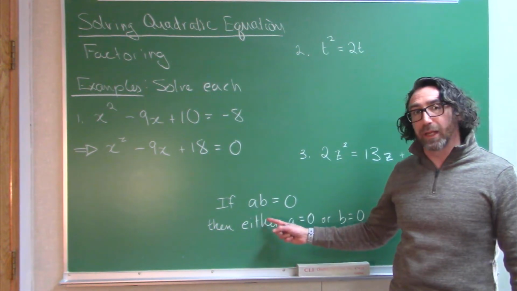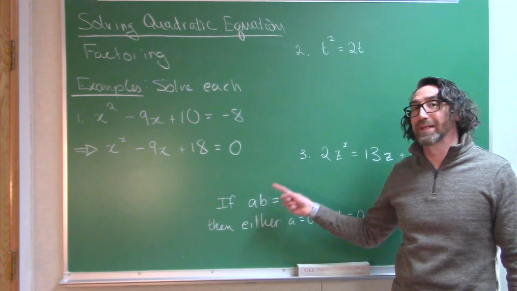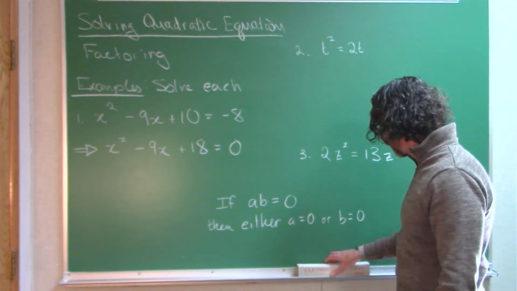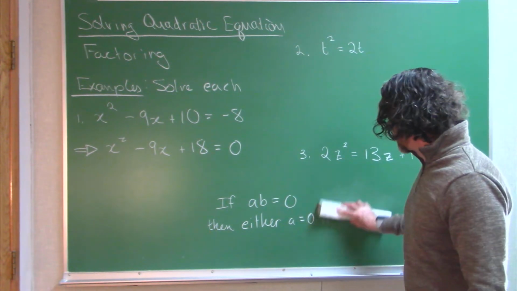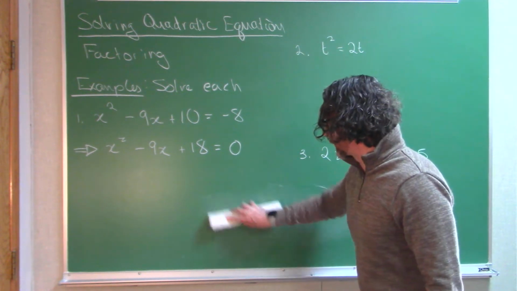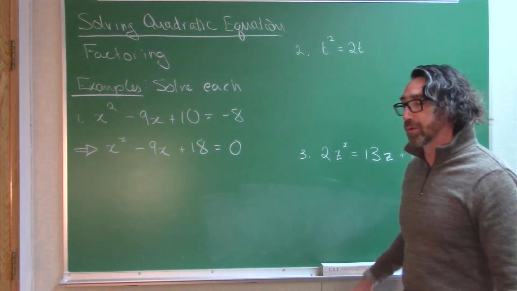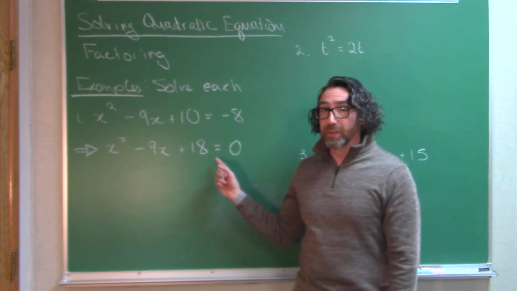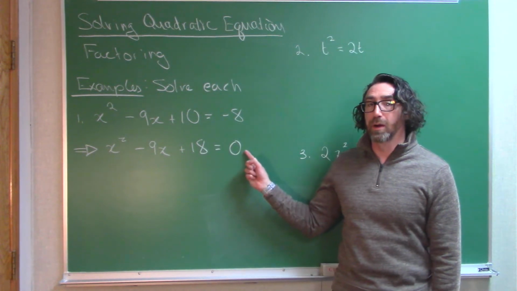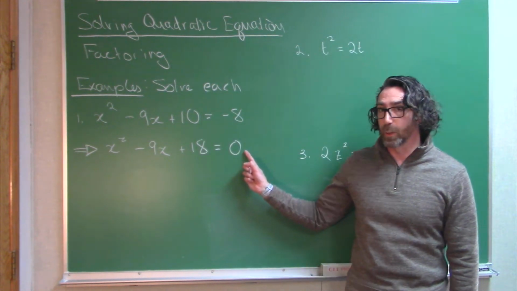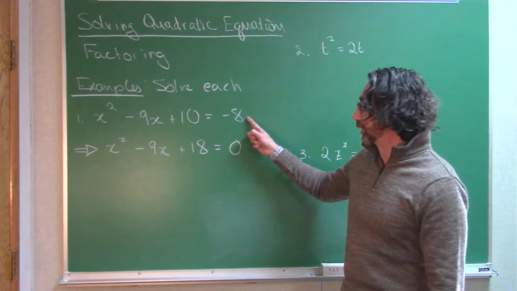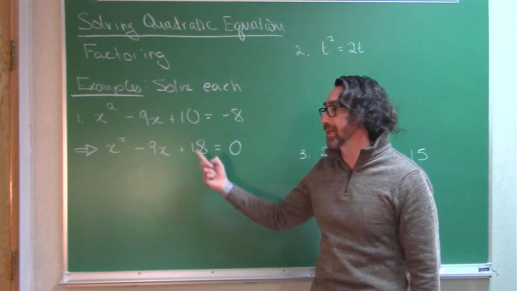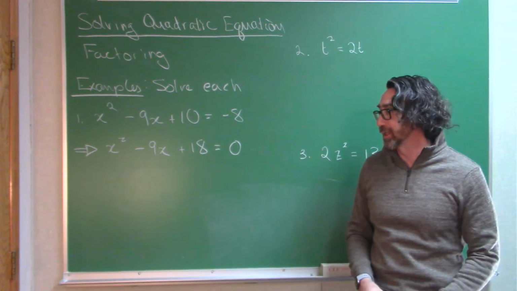But if you tell me you took two things, multiplied them together, and got 0, then I know one of them had to be 0. So we're going to make use of this zero factor property when we are solving quadratic equations by factoring. So our first step is always going to be make sure we have a 0 on one side of our equation. Notice it started with a -8, and I added 8 to both sides, getting an 18 over here.